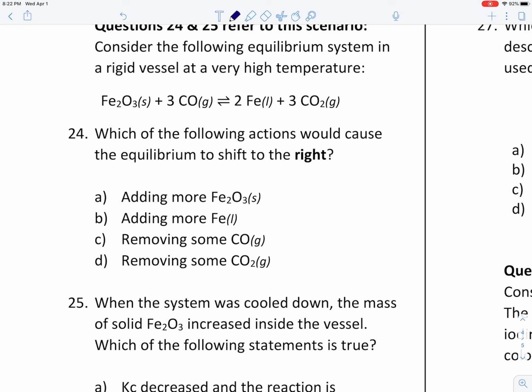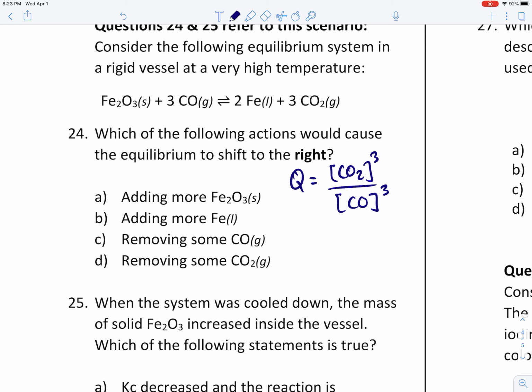So there's two ways to approach Le Chatelier's principle. Some people like to approach it with kinetics, considering how the rates of forward and reverse reactions are affected. I prefer usually to use the reaction quotient to think of it. So looking at this question, we can say the reaction quotient up above is the concentration of carbon dioxide cubed divided by the concentration of carbon monoxide cubed. We leave out the iron oxide because it's solid, and we leave out iron because it's liquid. They don't appear in the expression for Q or Kc.